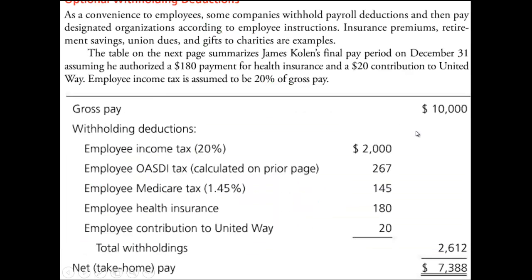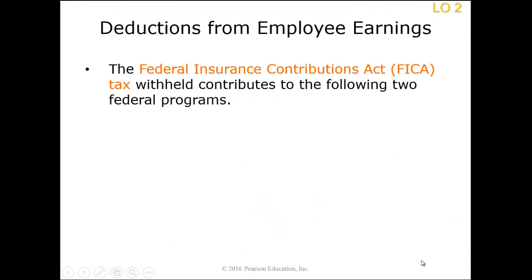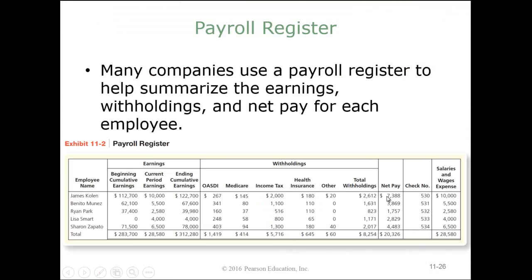If we factor in all these other little pieces to the puzzle that we've calculated, employee health insurance, and maybe he has $20 that's withheld from his earnings and given to United Way, then this is what we're looking at for the total deductions and the total take-home pay. And let's go back here and take a look. Total withholdings and total take-home pay, aka net pay.